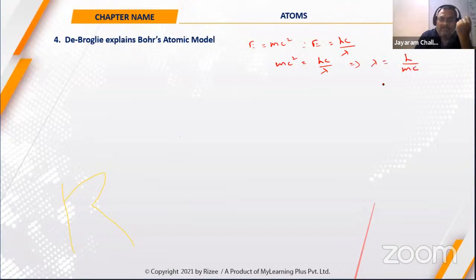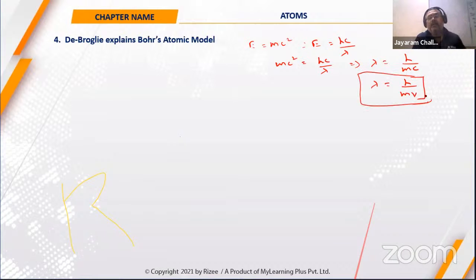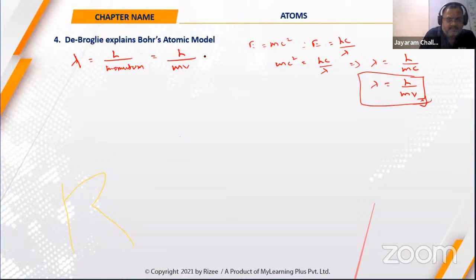Here c is the velocity of light. If any particle travels with a velocity less than the velocity of light, then this will be your de Broglie wavelength, which is h by mv, where mv is called momentum. So according to de Broglie's wavelength, lambda can be written as h by momentum, where h is Planck's constant, and momentum is mv, which is also represented by small p.